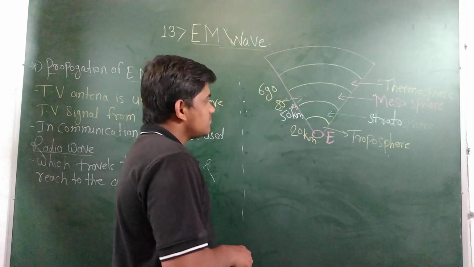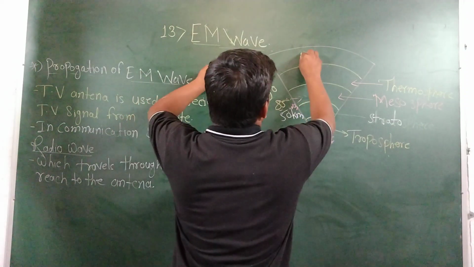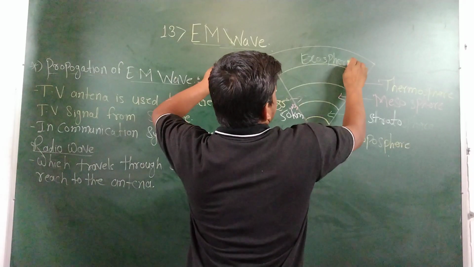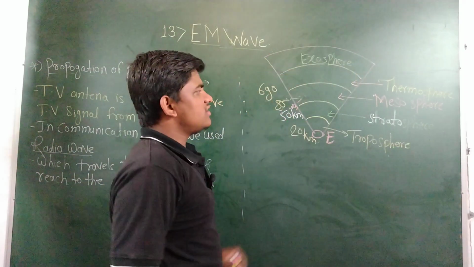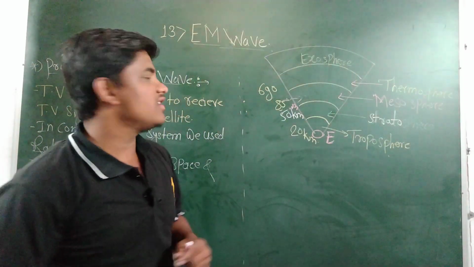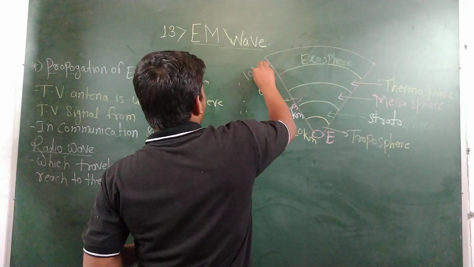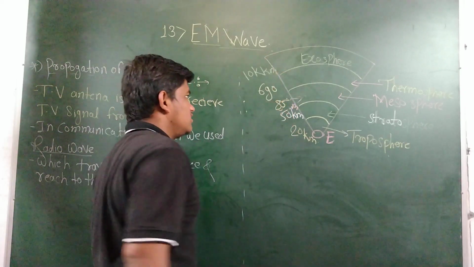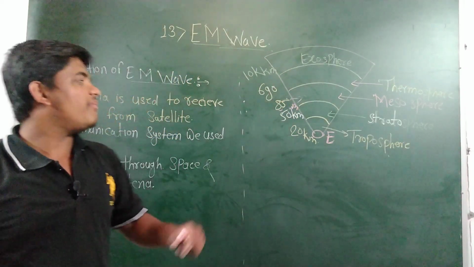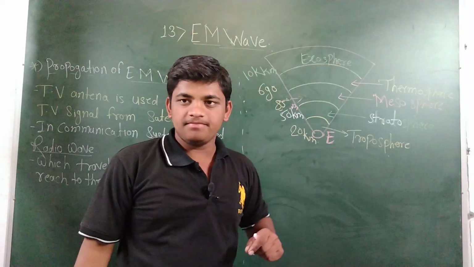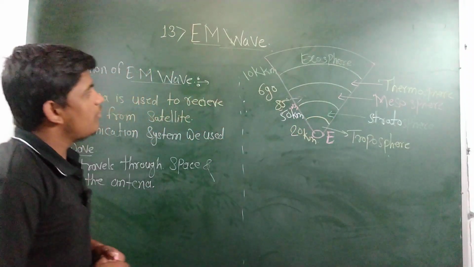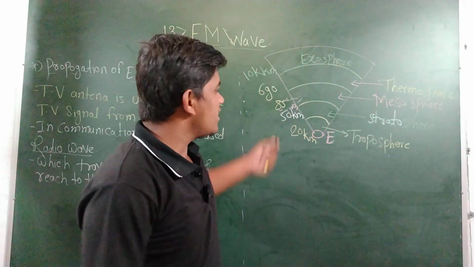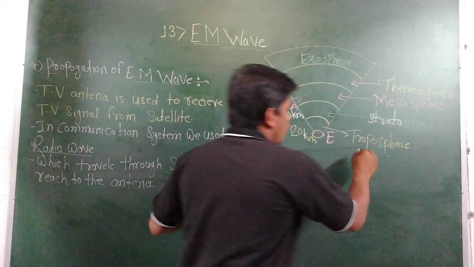And last, that is the exosphere. The largest atmospheric thickness is 10,000 kilometers. This is the highest range of that particular atmosphere. The highest range of the atmosphere is the exosphere, and the lowest range of the atmosphere is the troposphere.